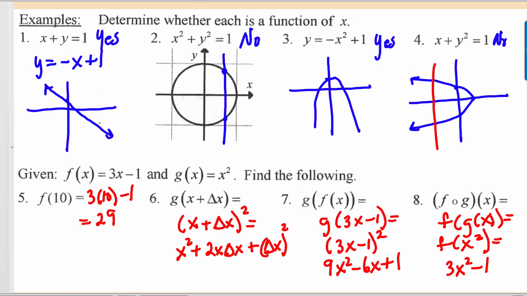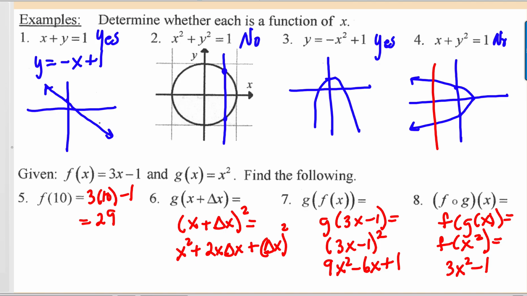Number 1, yes, it's a line. It passes the vertical line test. Number 2, circles, no. This particular one has an x value where there are two y values. Number 3 is a parabola that's going down, and that will pass. Number 4 is not a function. It's a parabola, but it's a sideways parabola, very similar to a circle, and will violate the rule.